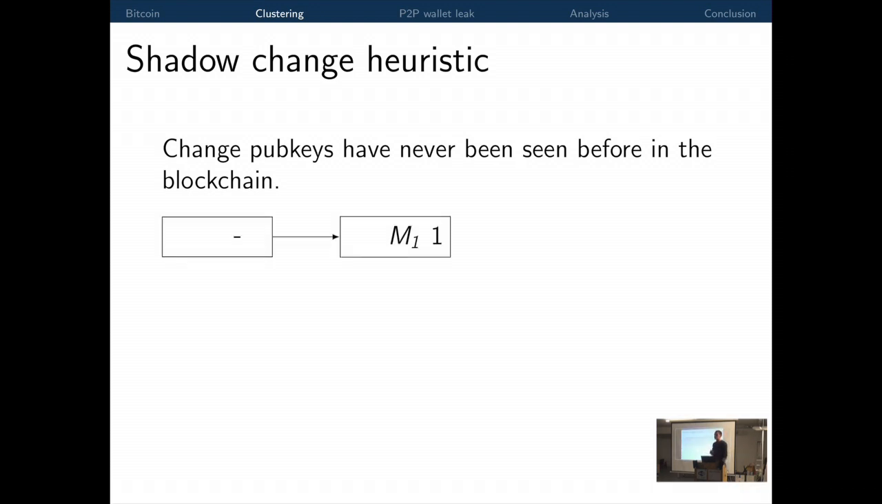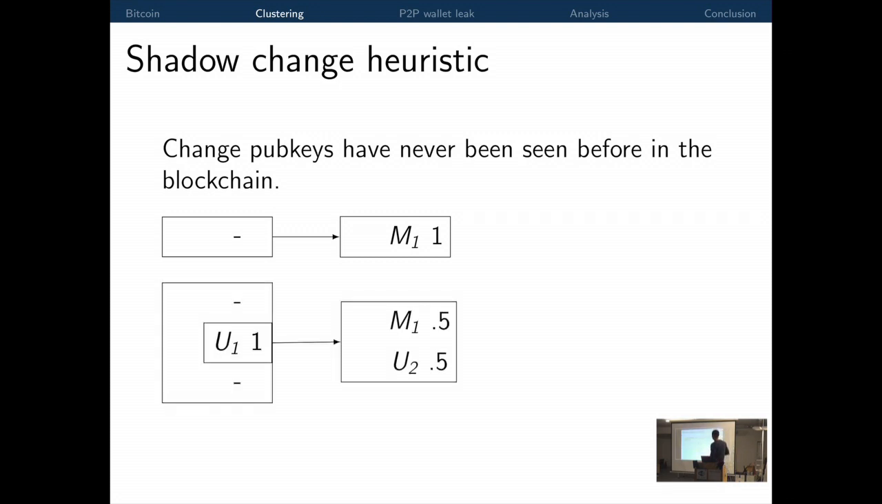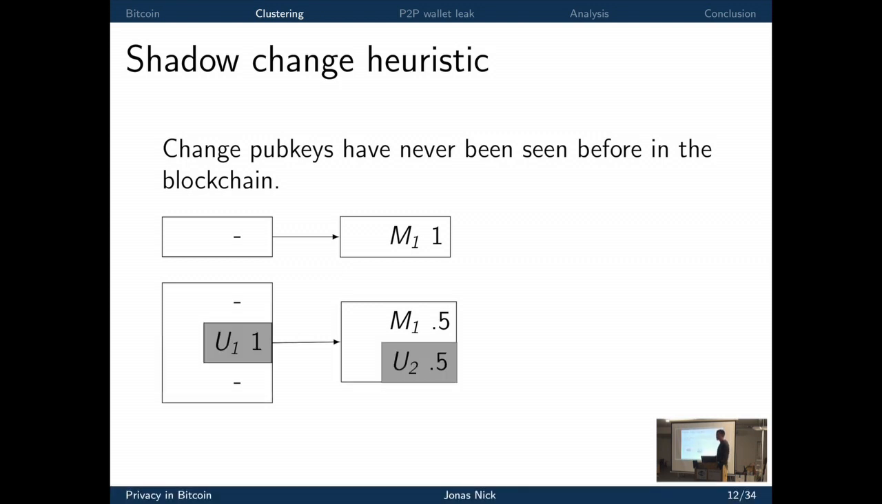Because let's say there's a merchant who has a static address, never changed this address, and then you see in the blockchain many transactions to that address. So now if you look again at the user, and now you have to distinguish which one is the change. Well, it cannot be M1 because it has been used before or seen before in the blockchain. So U2 must be the change address of this transaction.